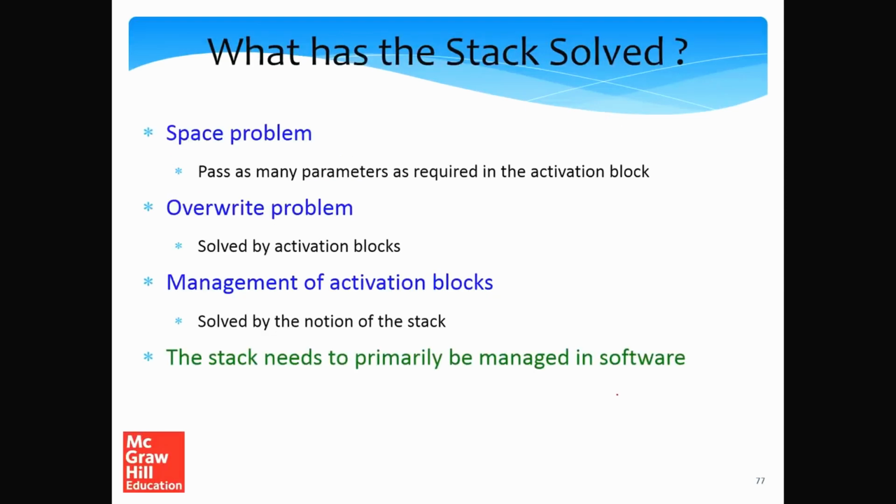So what has the stack solved for us? It has definitely solved the space problem. So we can pass as many parameters as required via this activation block mechanism. If the number of parameters, the number of arguments to a function, are few, they can be passed via registers. Otherwise, they can be stored in regions within an activation block and they can be passed.